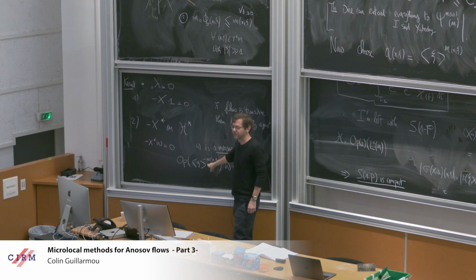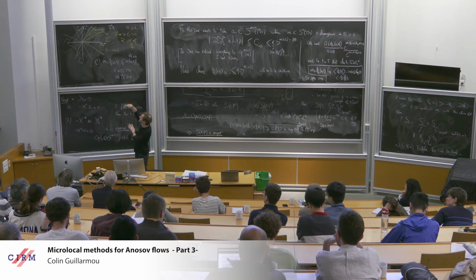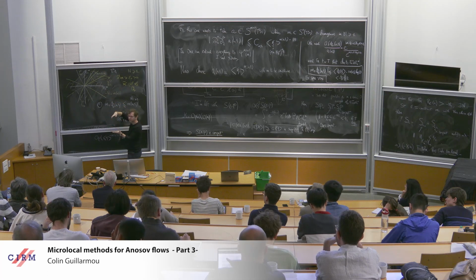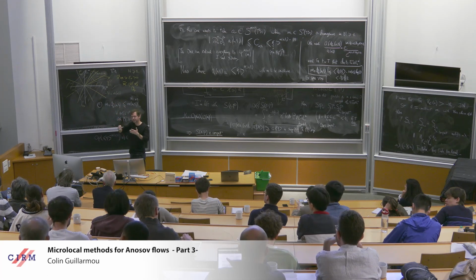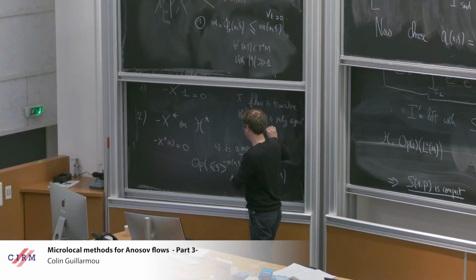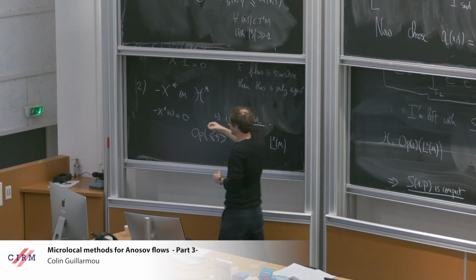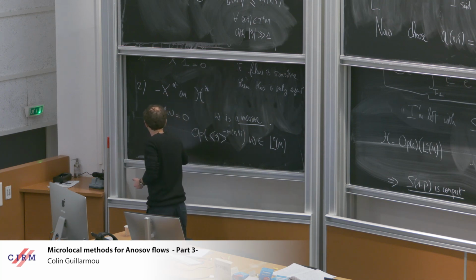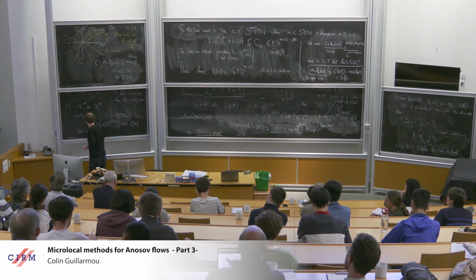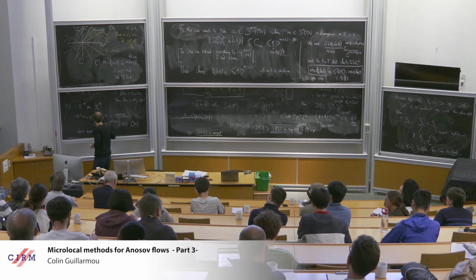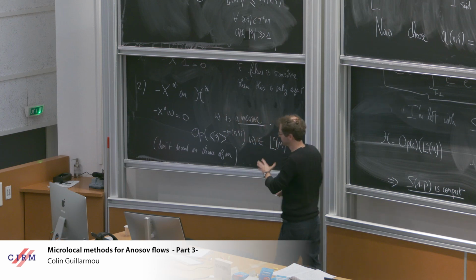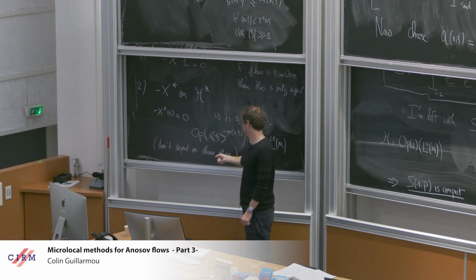And the nice thing is that, as I said before, there's a lot of flexibility in this m. You can choose it very large. The m here can be as large as you want. You can adjust the cone, take them as close as you want to the unstable direction, and so on. So using this, you can also show that these elements don't depend on the choice of m. This needs a little bit of work, but not very hard.